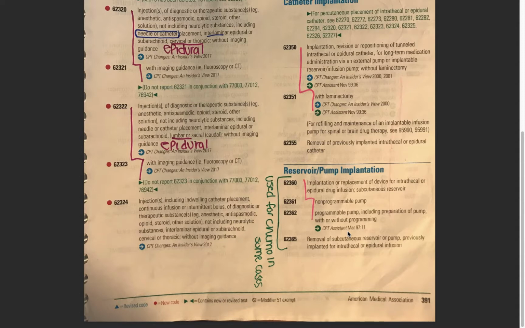Now let's talk about the reservoir and pump implantation. Pumps are sometimes implanted for patients with cancer or who are getting chemo. 62360 is for the implantation or replacement of a device for intrathecal or epidural drug infusion. 62360 is for the subcutaneous, so that fat layer of your skin, reservoir. If it was a non-programmable pump, you will use 62361. If it was a programmable pump, including preparation of pump with or without programming, it's 62362. For the removal of the subcutaneous reservoir or pump previously implanted, it's 62365.